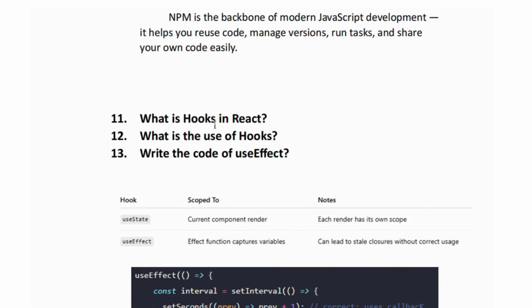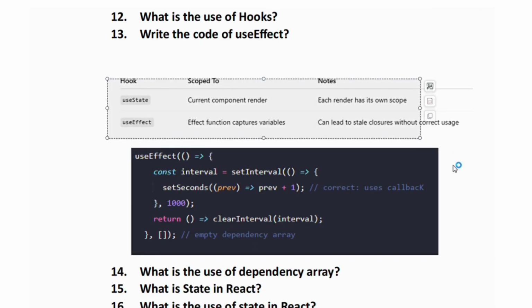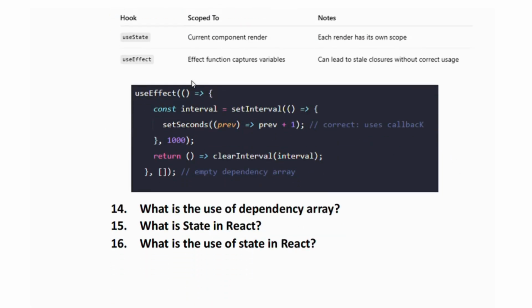Next, we dive into React. Mostly they focus on what React is, what hooks are in React, what is the use of hooks, and writing the code of useEffect. These are the most important questions. In hooks, they focus on useState and useEffect. This is the main syntax of useEffect.